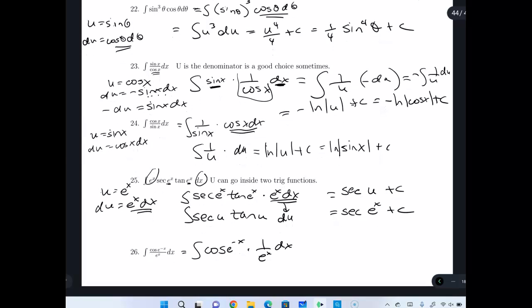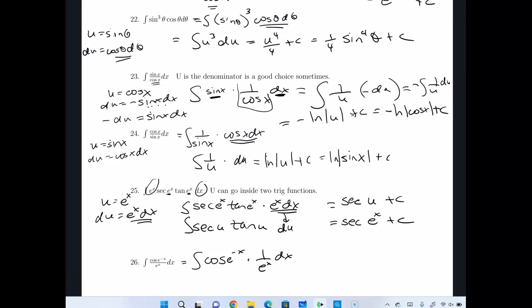Okay, so I see letting u equal e to the negative x. The angle inside is a good choice. So when I take the derivative here, I have chain rule, right? And I'm looking at this, and I'm looking at this. So let's just rewrite du as negative 1 over e to the x dx, right? That negative there means in the denominator. There it is. So negative du will equal 1 over e to the x dx.